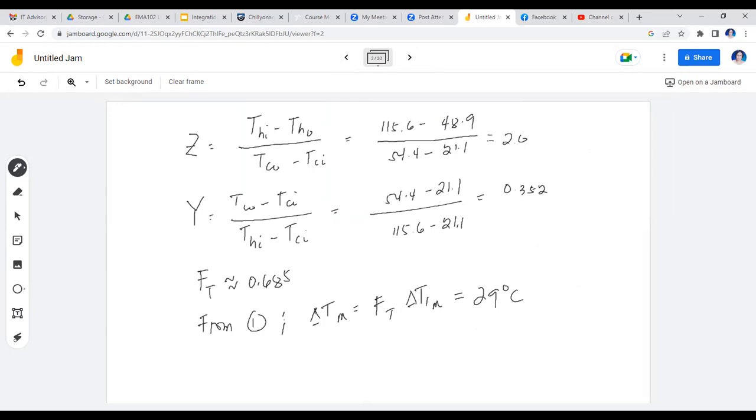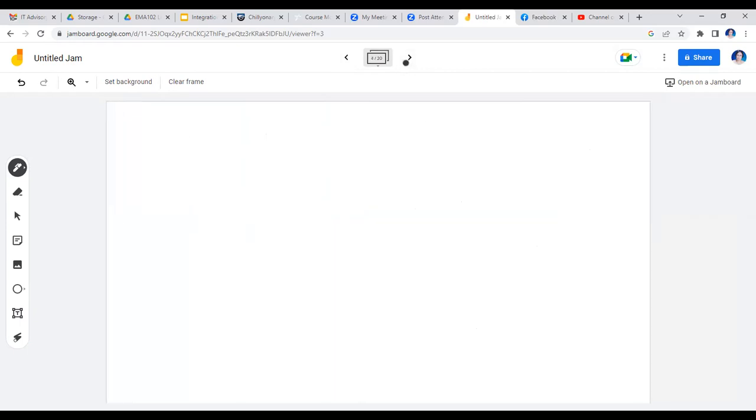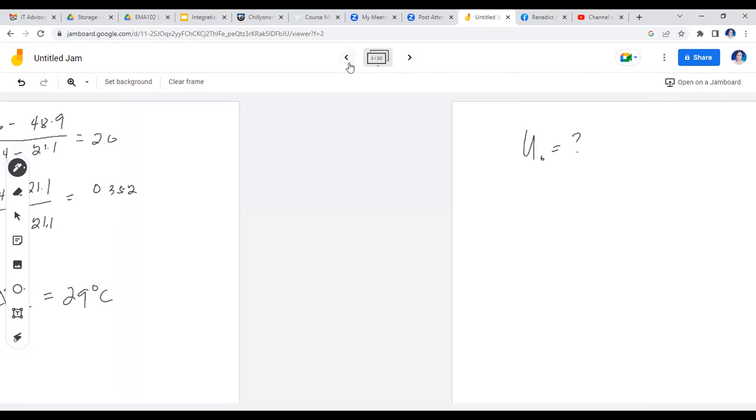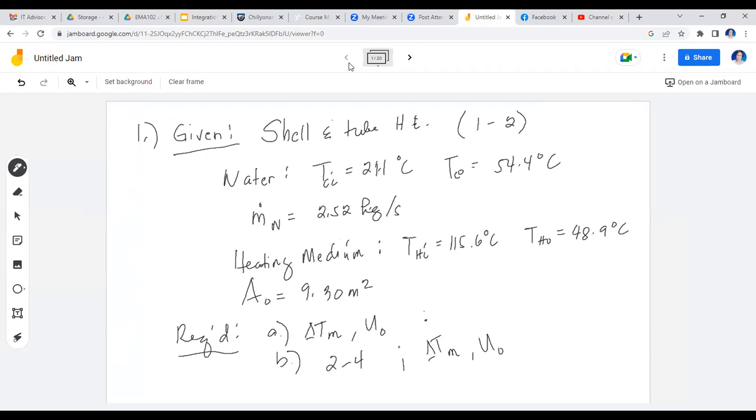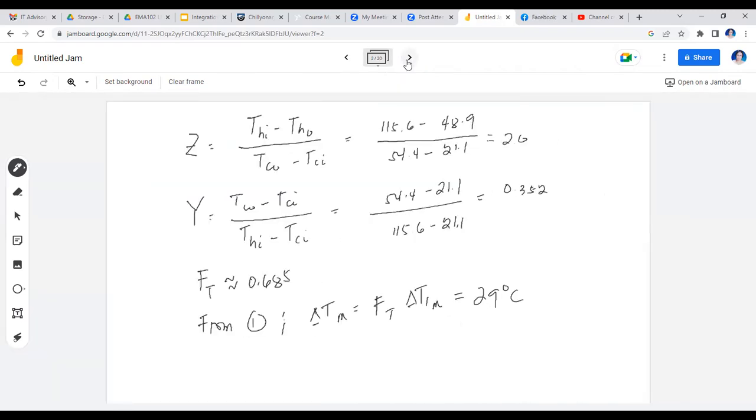So this is for letter A. Then the next question is, you will have U sub O. How do we determine U sub O? Yes, you are to determine the delta T mean and the U sub O. How do we determine the U sub O if there aren't any questions on the delta T mean? Any suggestion?